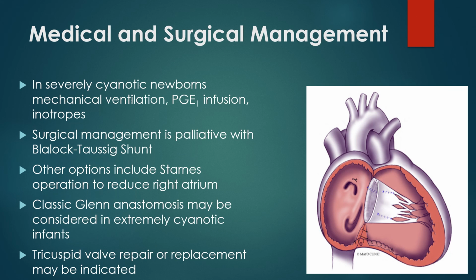We talked a little bit about medical management, including inotropes and PGE1 and intubating and mechanical ventilation to modify the PVR. But surgical manipulation is also possible, or management with a palliative BT shunt. Starnes operation can be done to reduce the right atrium, and some classic Glenn anastomoses can be considered in extremely cyanotic infants. And then finally, tricuspid valve repair, which is desirable, or replacement, which is often done, may be indicated as well.